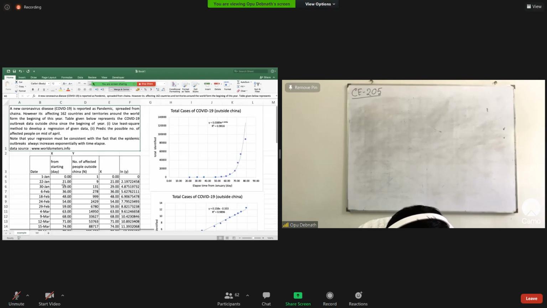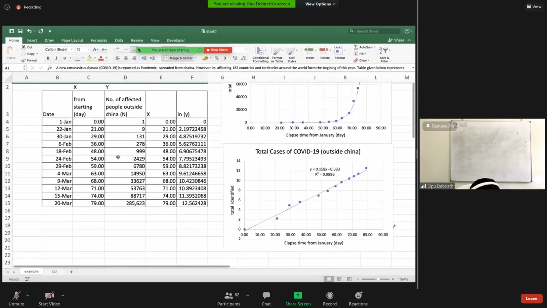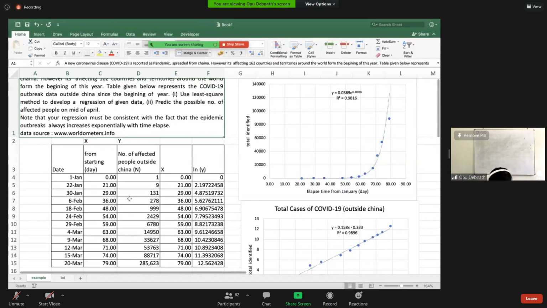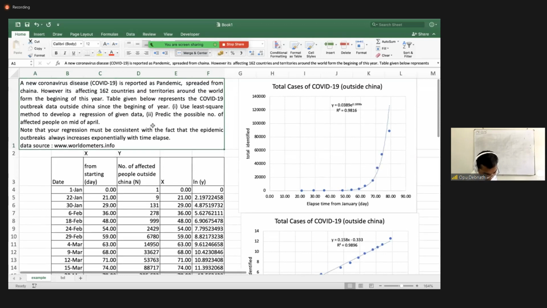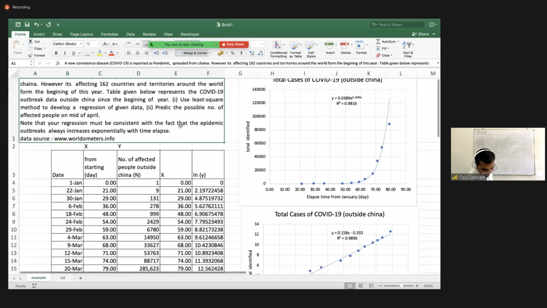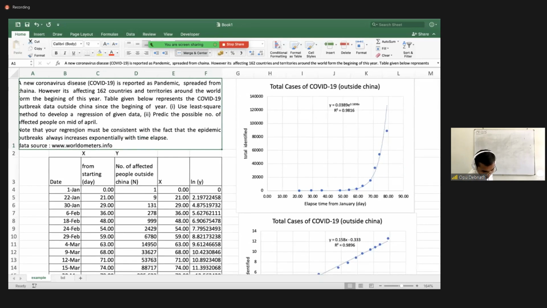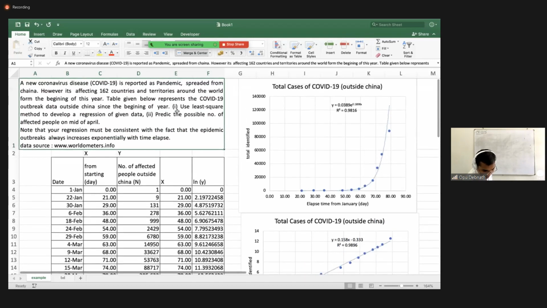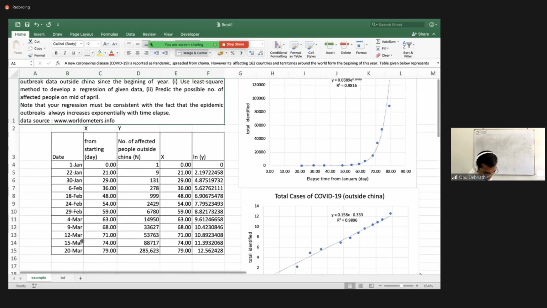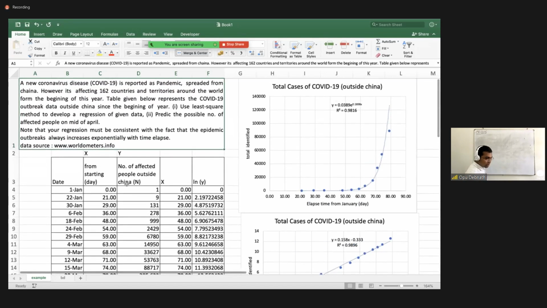Here there are around 8 to 10 sets of data. It's the very beginning data, from January to March, of total cases of COVID-19 outside China. And here you have two tasks. First one is to use the least square method to develop a regression for the given data table and predict the possible number of affected people in the middle of April. That means this is something like extrapolation. Your data is up to March 20 and you need to predict.